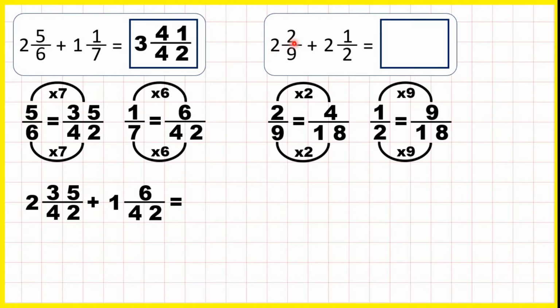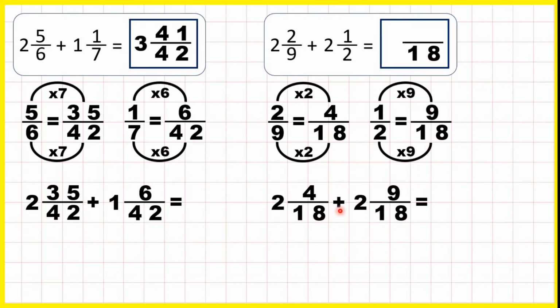So instead of 2 and 2/9, we can have 2 and 4 over 18, and instead of adding 2½ we can add 2 and 9 over 18. So we add the fractions first. When we're adding fractions, we keep the denominator the same, so that's 18. We add the numerators of the fractions, so 4 plus 9 is 13. Then we add the whole numbers, and 2 plus 2 is 4. So our answer is 4 and 13 over 18.